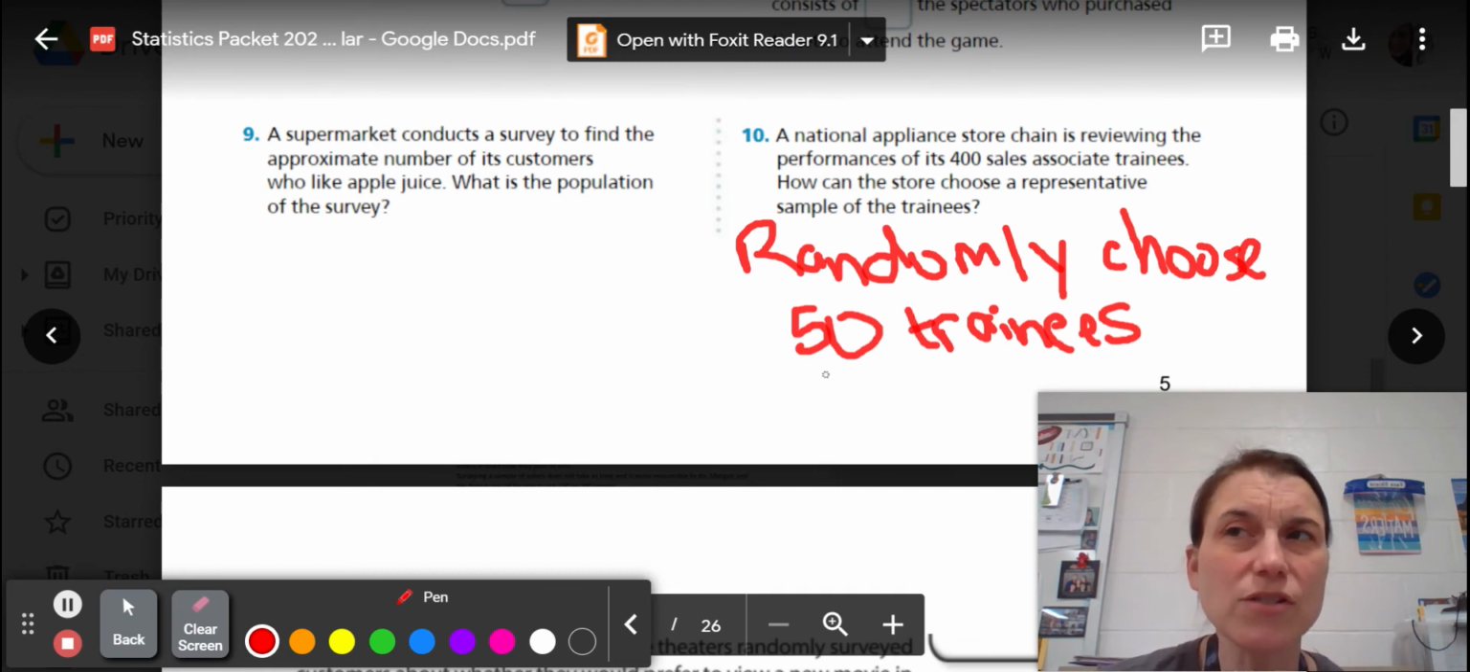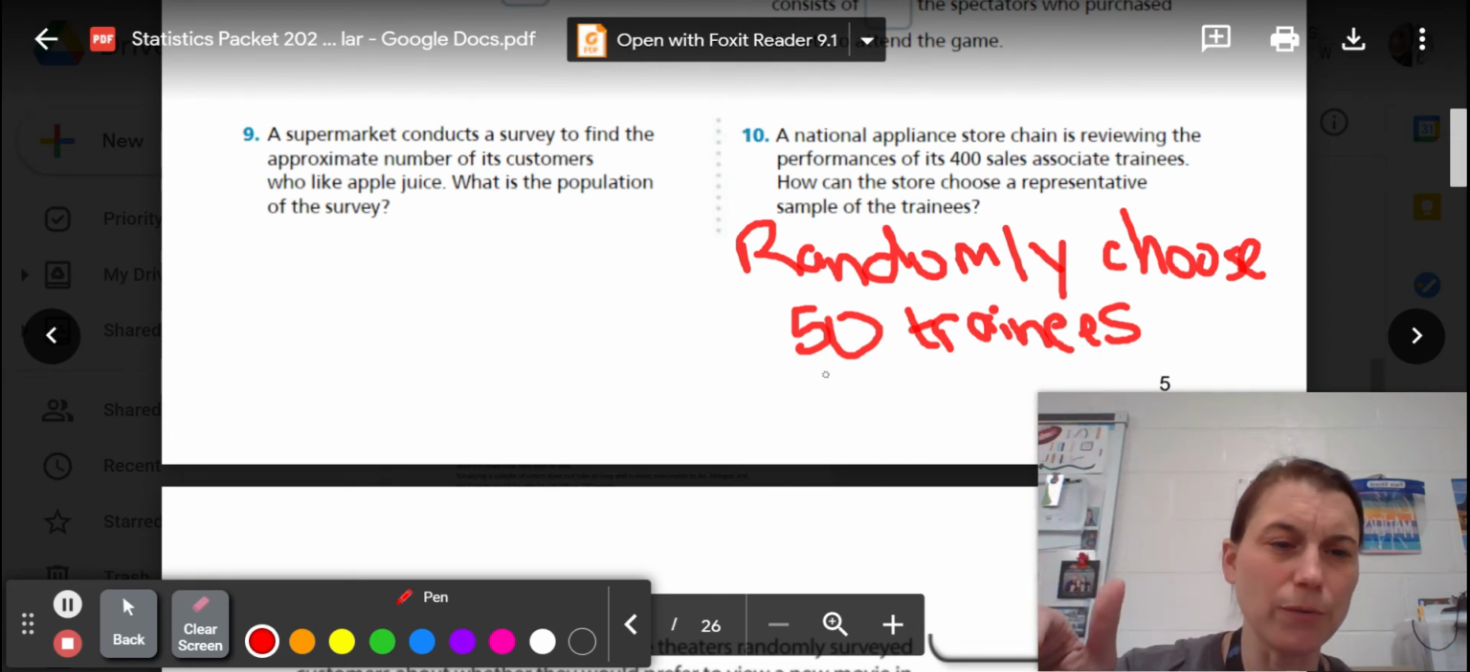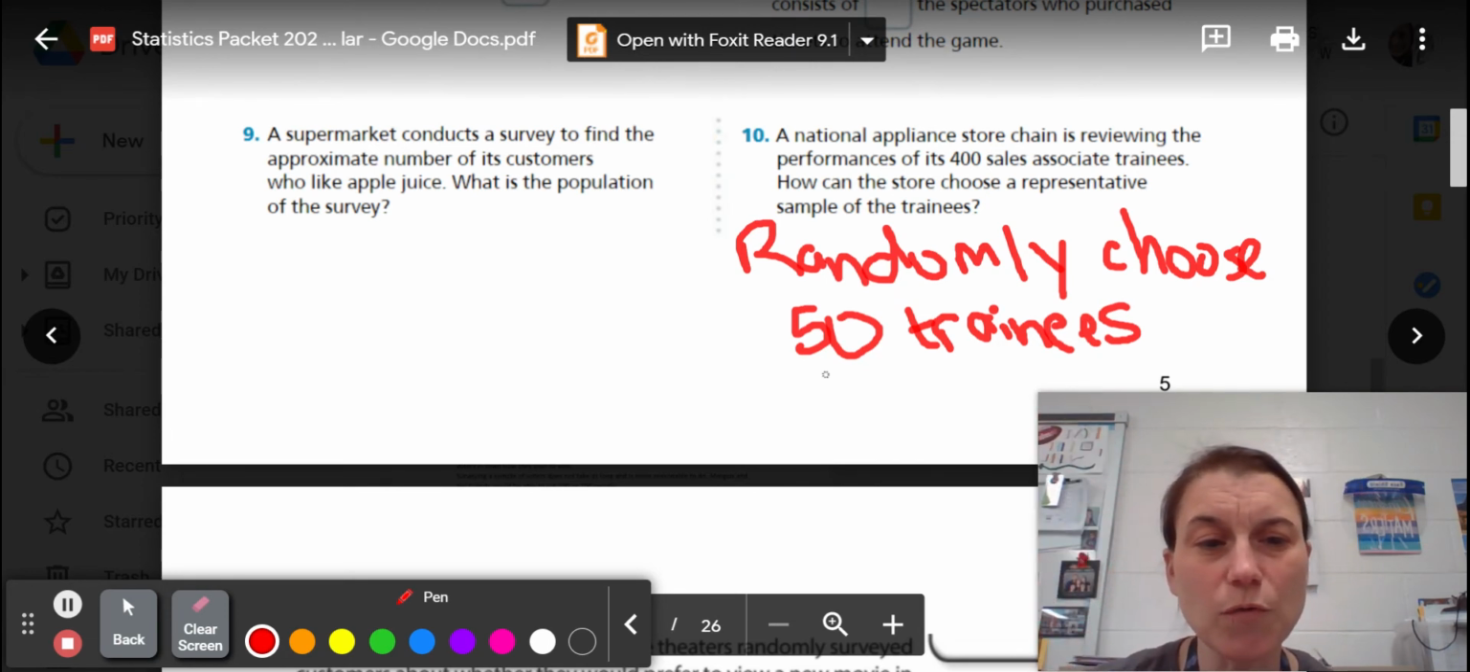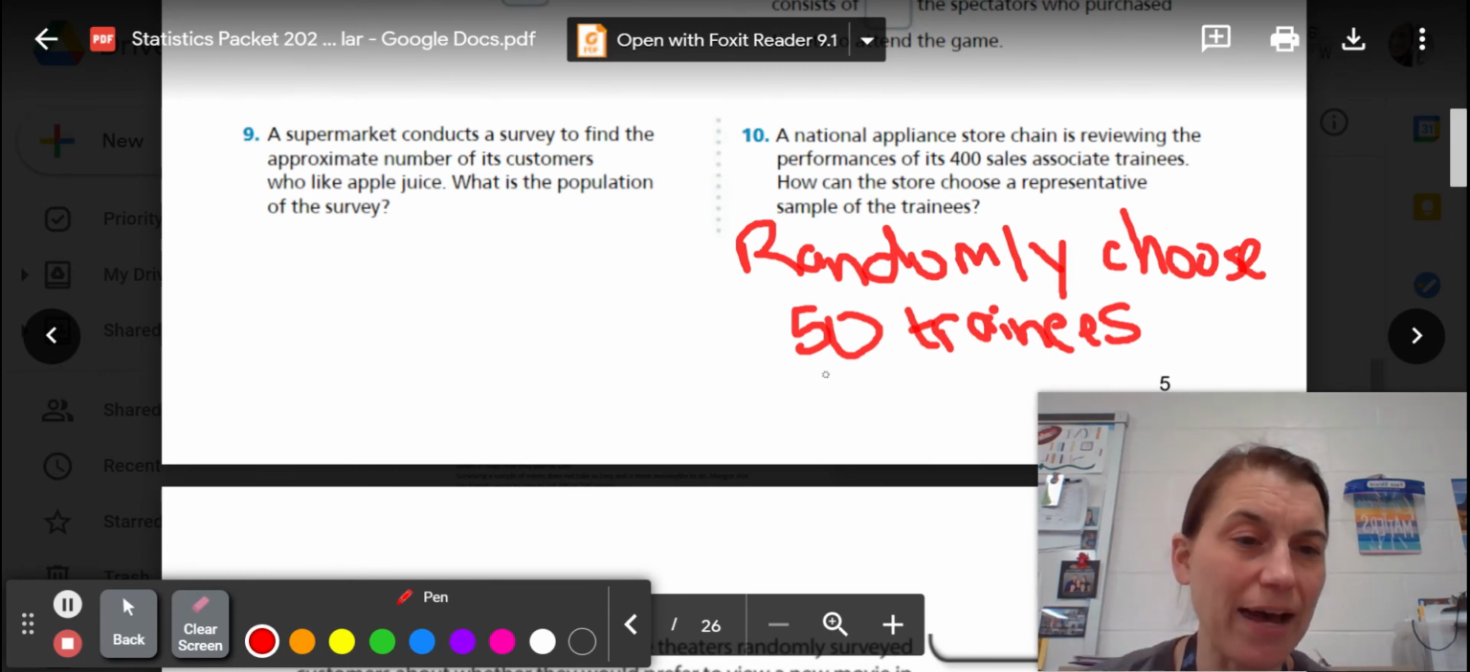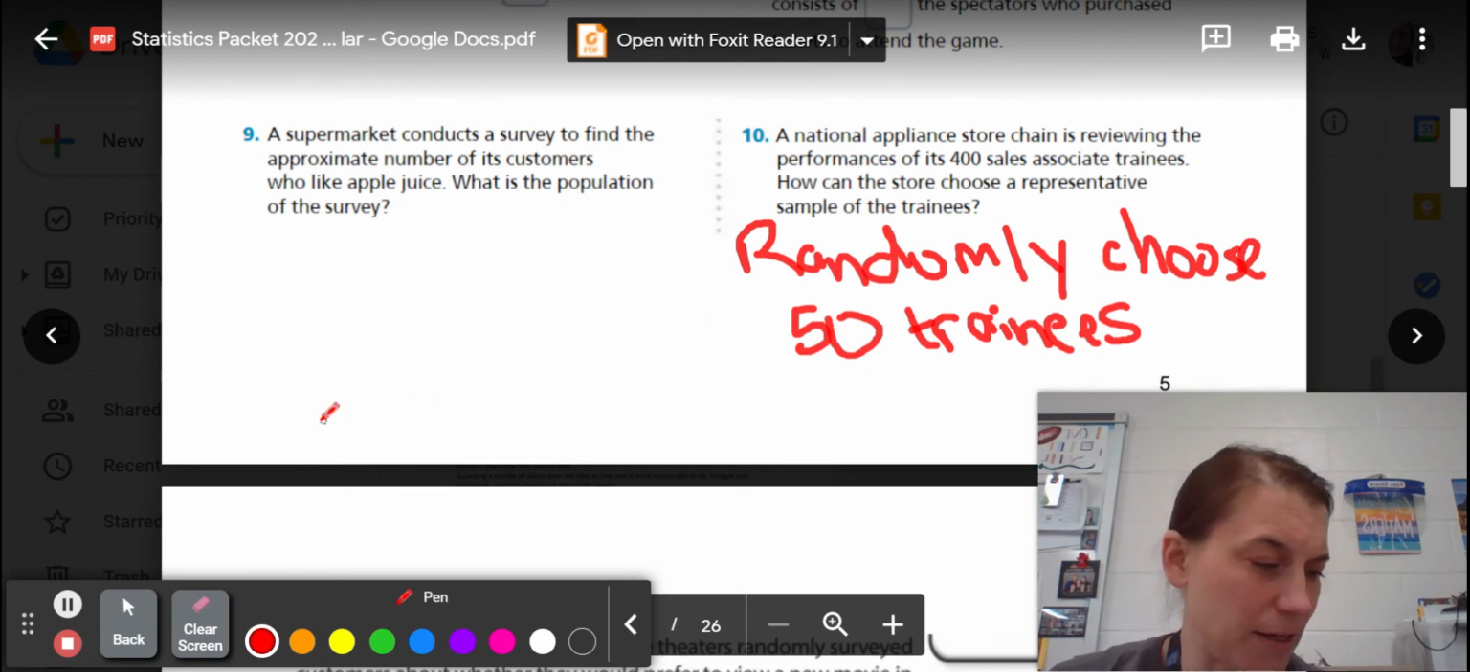What you don't want to do is scan the room and go, you. That's biased. So in order for it to be unbiased, it has to be random. And that means that you're not making the decision, you're letting something else make the decision, like a computer or pulling it out of a hat, that type of thing.